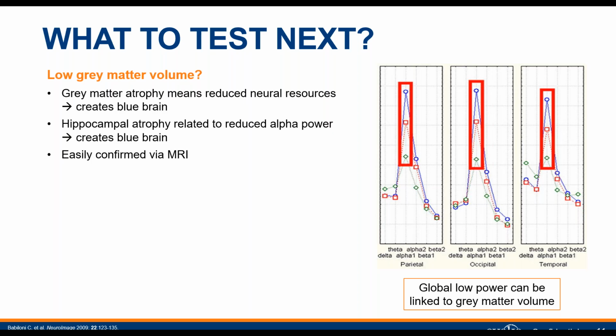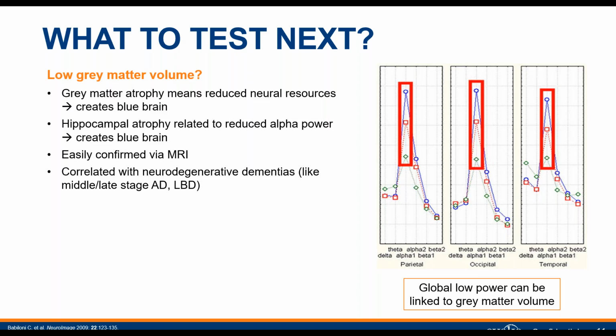And it's easily confirmed via MRI. So if you see blue brain and you think it might be related to low gray matter volume, do an MRI. You're going to see very clearly that there's neural atrophy, maybe concentrated in specific areas like the hippocampus, and maybe globally throughout the cortex. And notably, this type of blue brain is correlated with neurodegenerative dementias like middle or late stage Alzheimer's and dementia with Lewy bodies. And I do want to note, it's really not the early stages of dementias where you're going to see blue brain like this.